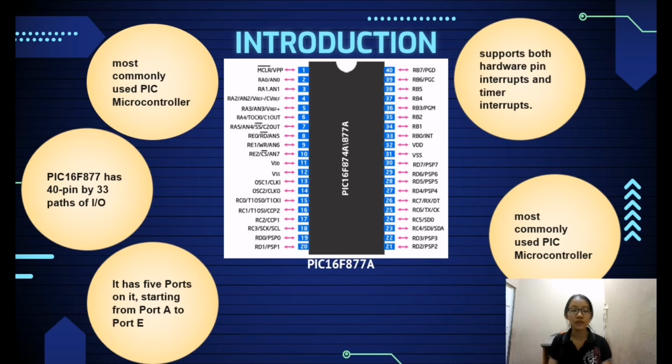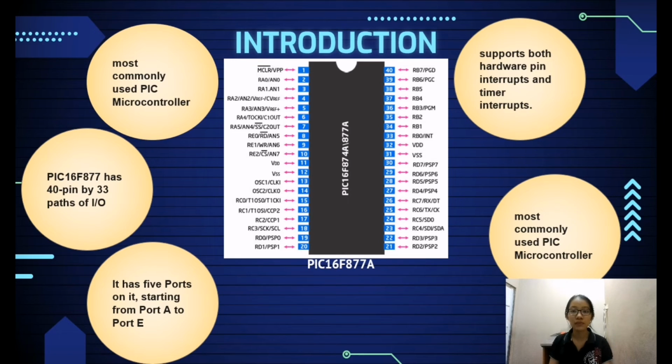Thank you. And now I will start with the introduction of the microcontroller PIC 16F877A. It is one of the PIC microfamily microcontrollers, which is popular at this moment, from beginner to professional.